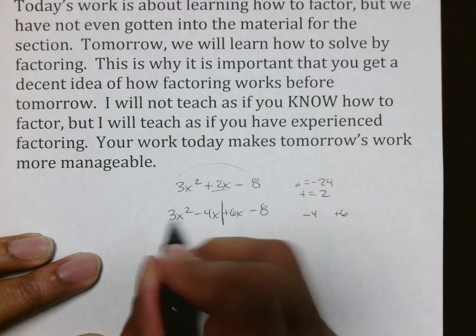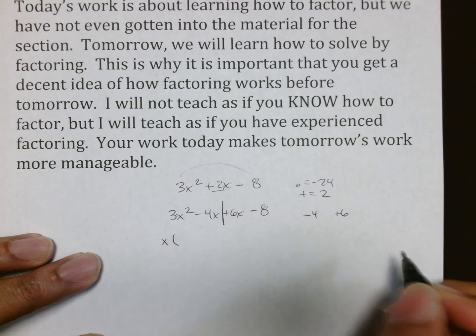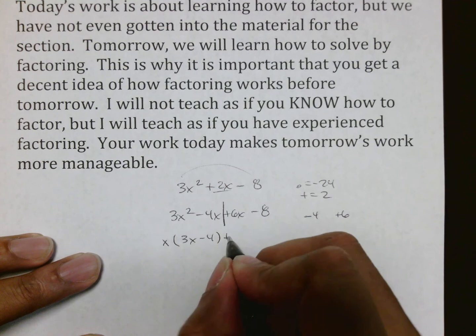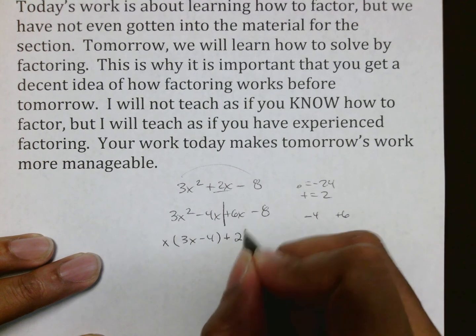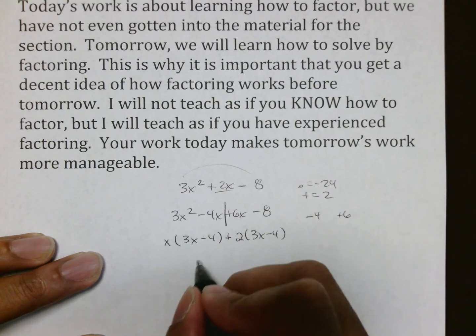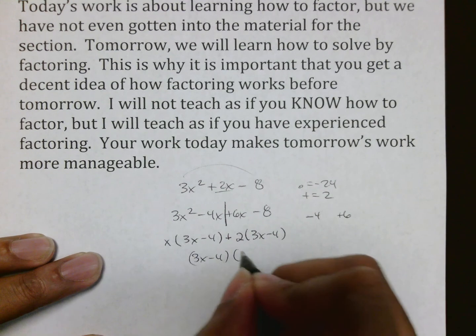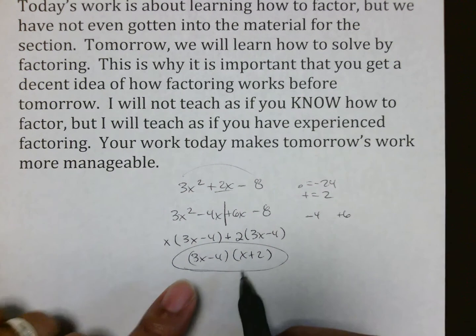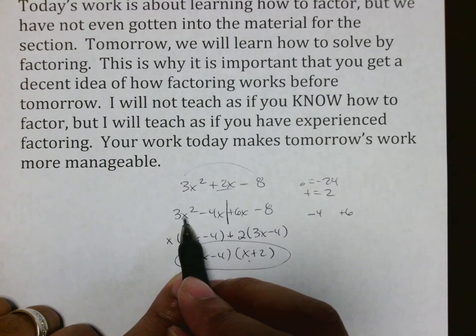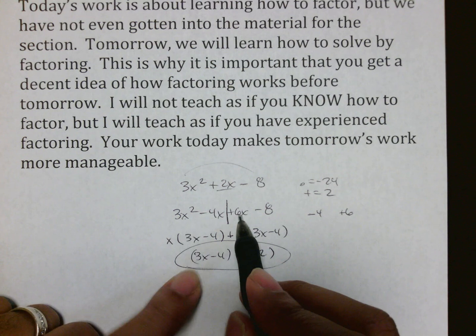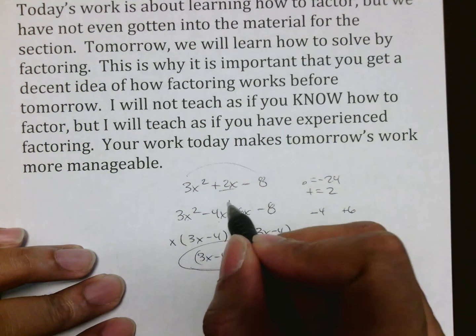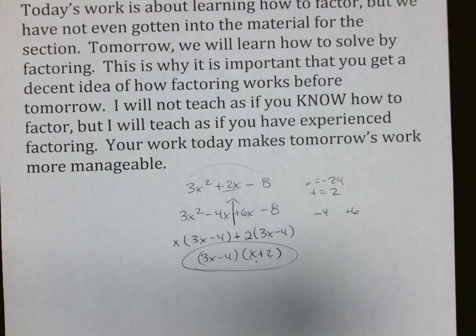Take off what you can. I cannot take anything off of 3 and 4, but I can take off an x, and I'm left with 3x minus 4. Copy the sign always. 6 and 8, pull off a 2, and of course you're left with 3x minus 4, which then gives you 3x minus 4 and x plus 2. This is your factor. But just to prove it, 3x times x, 3x squared, 3x times 2, 6x, negative 4 times x, negative 4x, negative 4 times 2, negative 8, and we obviously know that this leads back up to that anyway.